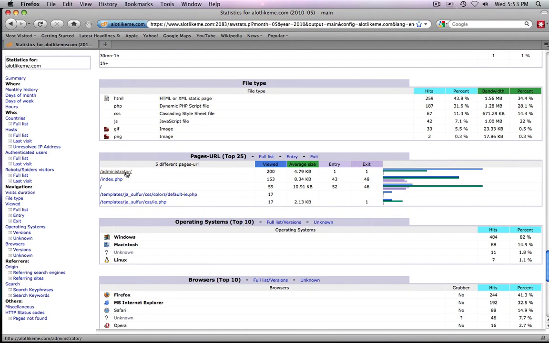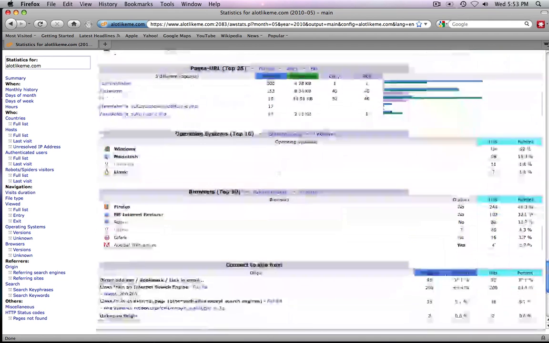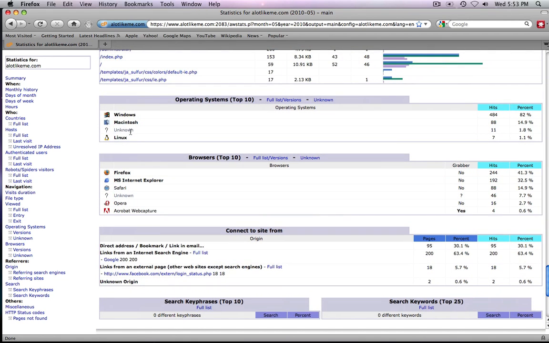So more people are visiting my administrator page, which is probably because it's a development site being worked on. Then more people are visiting the home page than anything. If we look at the operating systems here, we see the top operating systems using our website. So we see top is Windows, then Macintosh, and then unknown, and then Linux.